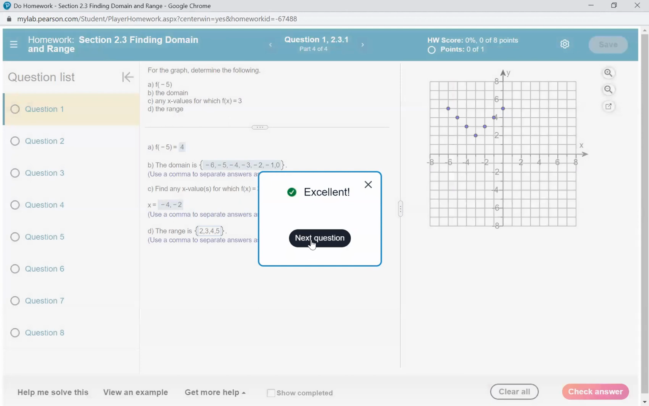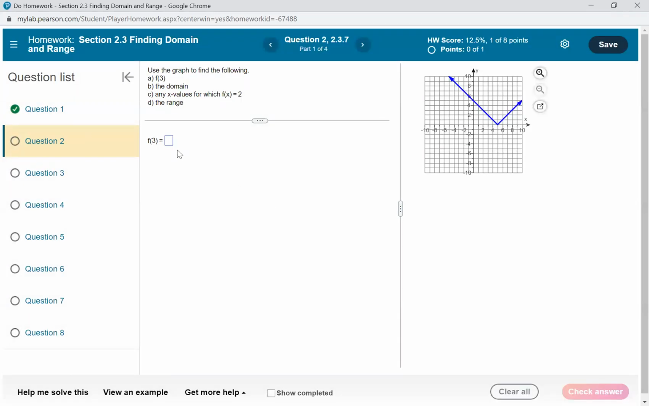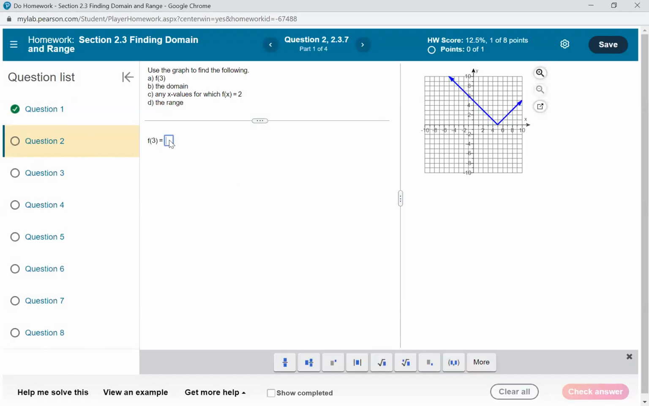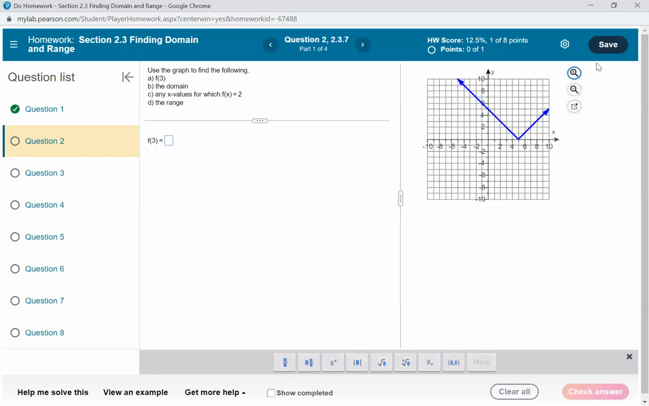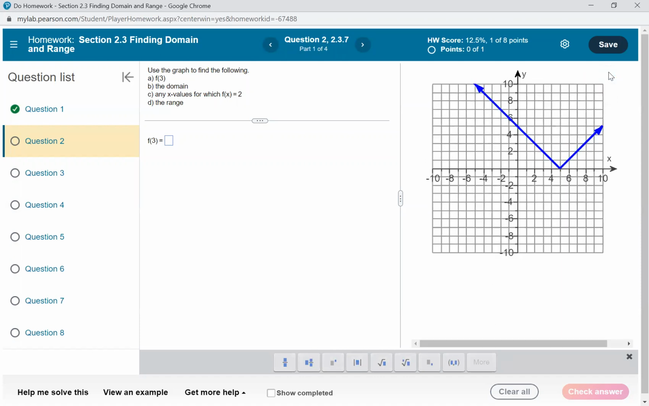So let's go look at the next one. That one, notice I used points. The next one is gonna be solid lines. So let me make this one larger. So this will be for y'all. What is f of 3? What is the value of this function when x is 3?